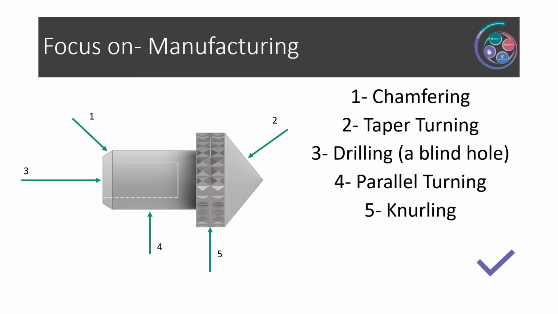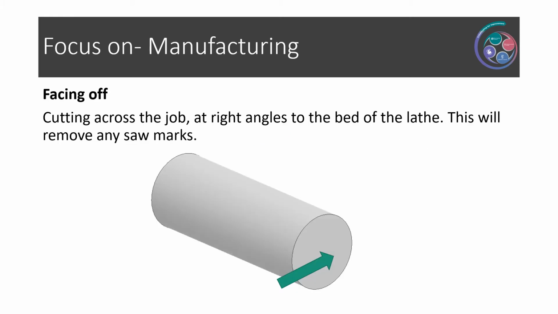Time to look at the bonus questions 6 and 7. Facing off is when we cut across the job at right angles to the bed of the lathe. This will remove any saw marks. This is often the first process that many people do on a centre lathe. This will also polish the surface.